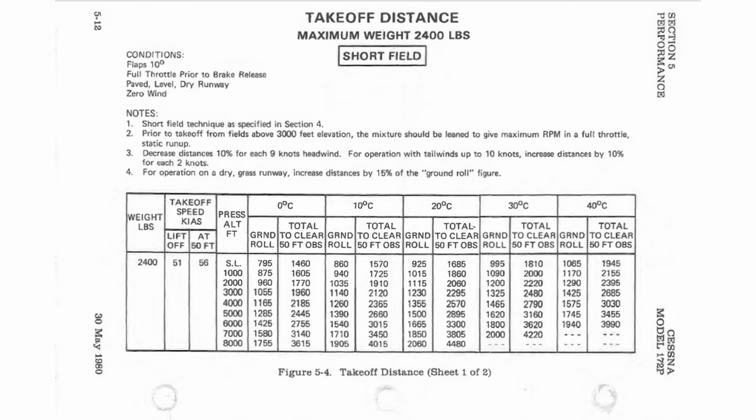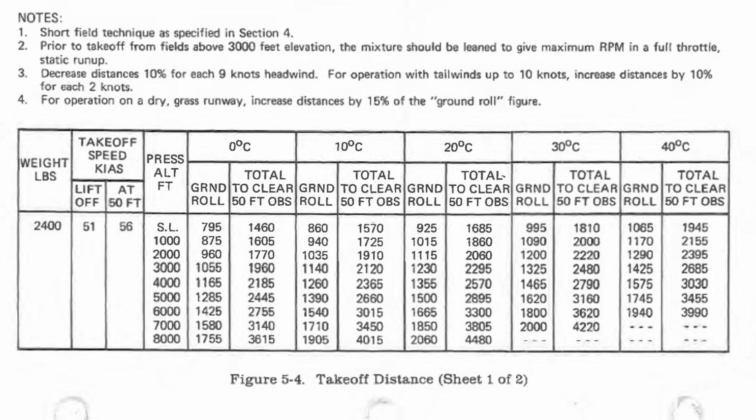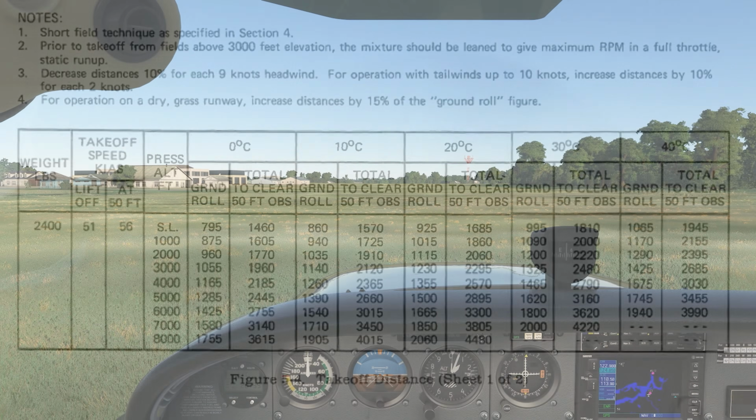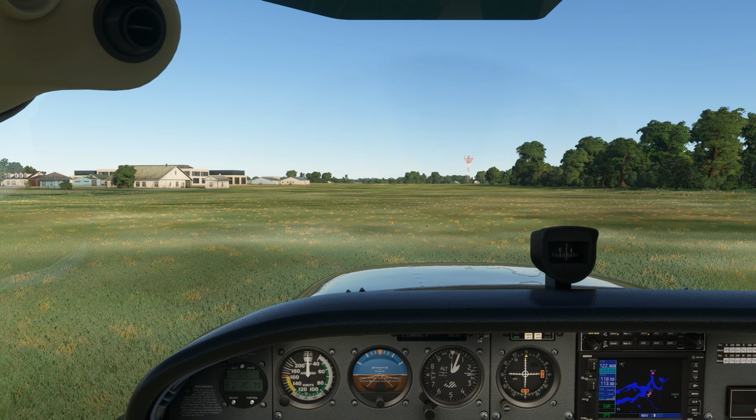Under Section 5, we have a chart to compute takeoff distance. This chart assumes, as you can see in the leftmost column, that we're at 2,400 pounds. We need to know the outside air temperature and the pressure altitude. Let's have a look inside the cockpit. The pressure altitude is what the altimeter reads when it's set, as it is now, to 29.92. It's about 1,000 feet. The outside air temp is 5 Celsius.